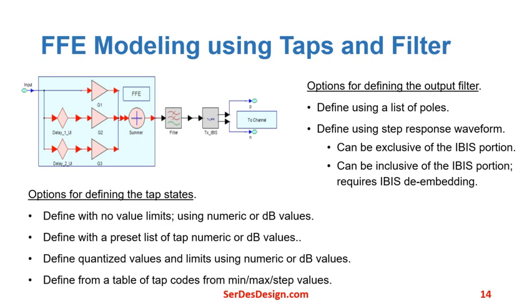The transmit circuit filtering can be defined from a list of poles or from the transmit circuit output step response waveform. When a waveform is measured, it can either exclude the IBIS portion or it can include the IBIS portion. When it includes the IBIS portion, then the model automatically de-embeds the IBIS portion from the waveform to obtain the AMI portion filtering characteristic.